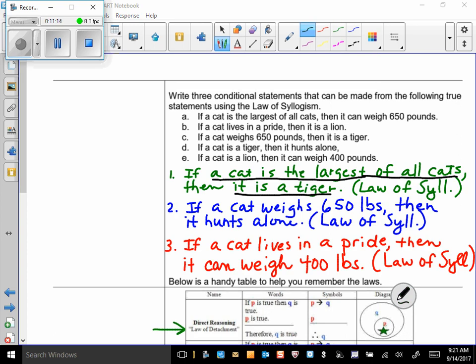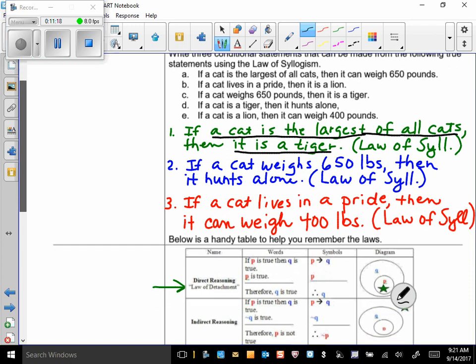All right, guys, here are the three conditionals that I came up with based on the statements above. You may have some different ones. There may be more. I don't know. These are just the three that I saw off the top of my head. I did use the law of syllogism for all of them. If you have some different ones that you wrote and you want to try them out on me in class, then by all means bring that up and we'll make sure that you got them correct.